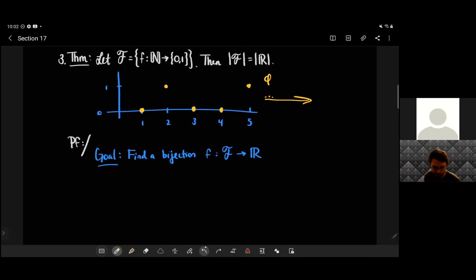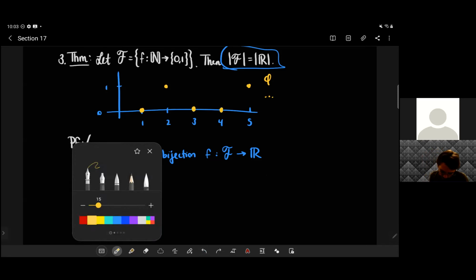And I'll say it has something to do with power sets, but we'll see as we go. So I've written here that if I want to show that the cardinality of this set is equal to the cardinality of R, that amounts to finding a bijection between my set and R.